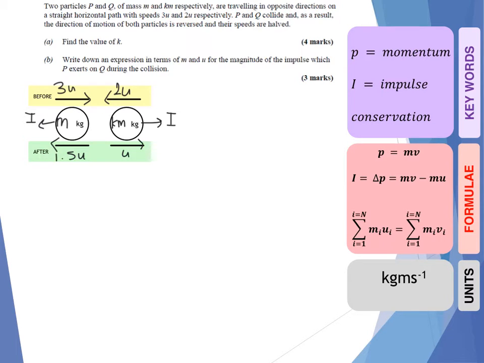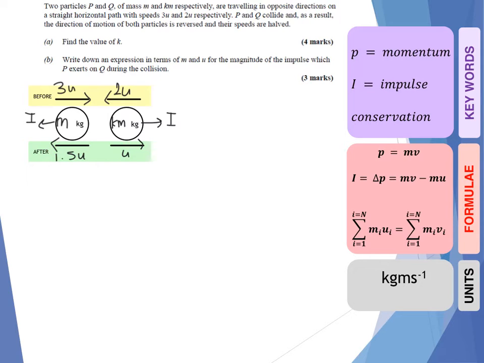As we know that they collide from this, we're then told that as a result the direction of motion of both particles is reversed. So it was travelling to the left, then it goes right, travelling to the right, then it goes left, and their speeds are halved. So if we started with 2u, now we've got u, started with 3u, now we've got 1.5u. Okay, so now we've got to find the value of k.